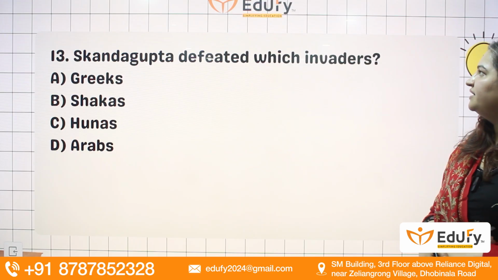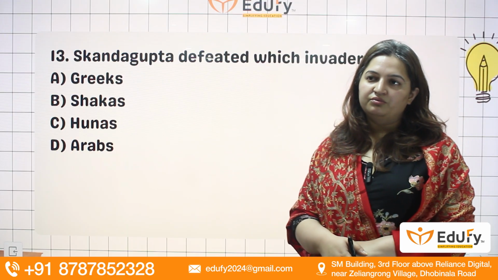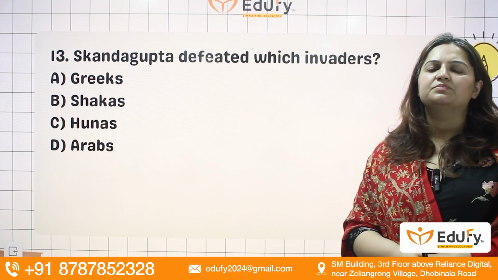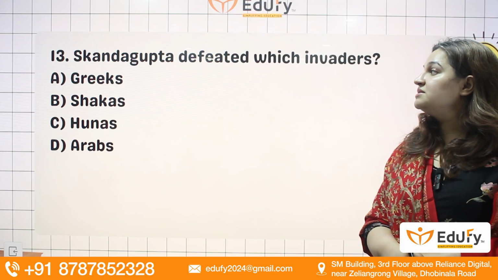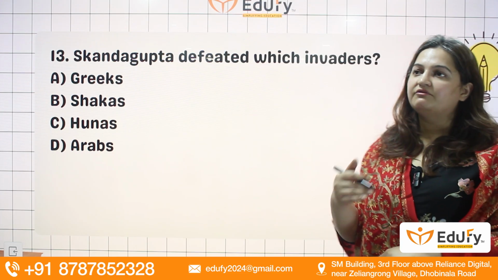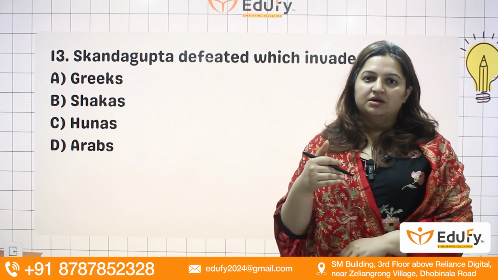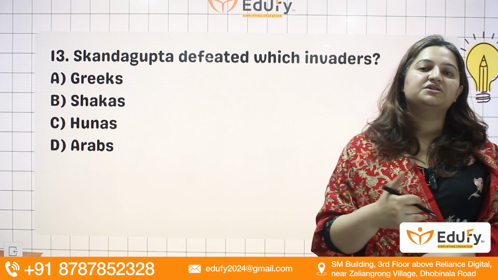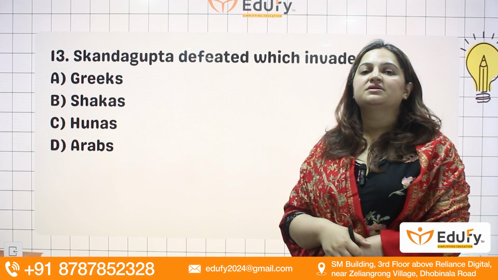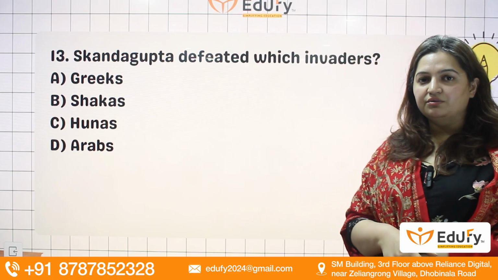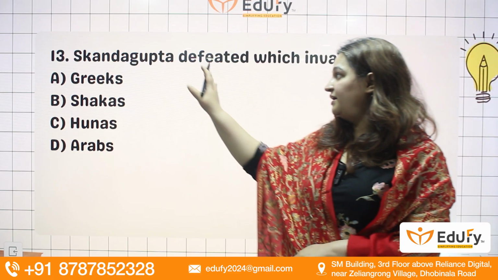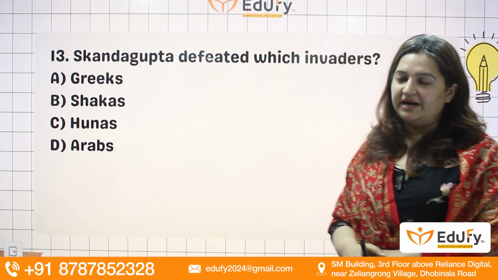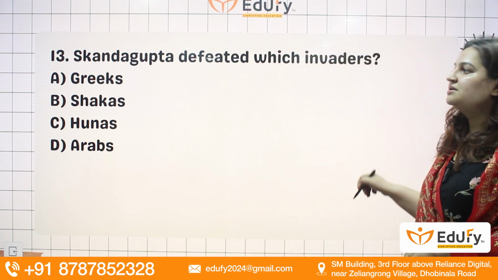Coming to the next question: Skandagupta defeated which invaders? When the Gupta period was in the state of decline, the last important ruler was Skandagupta. At that time, he defeated the Huns, the invaders coming from the Central Asian side into the northwestern part of India. He developed a very good frontier on the northwestern side against the Hunas.